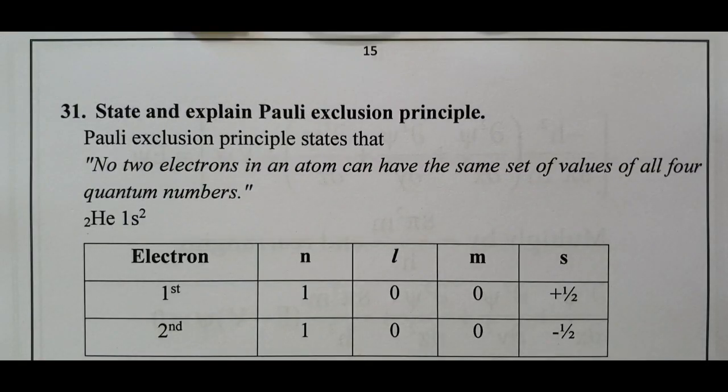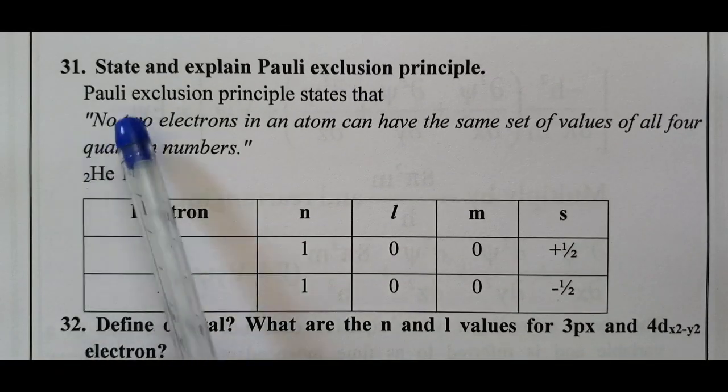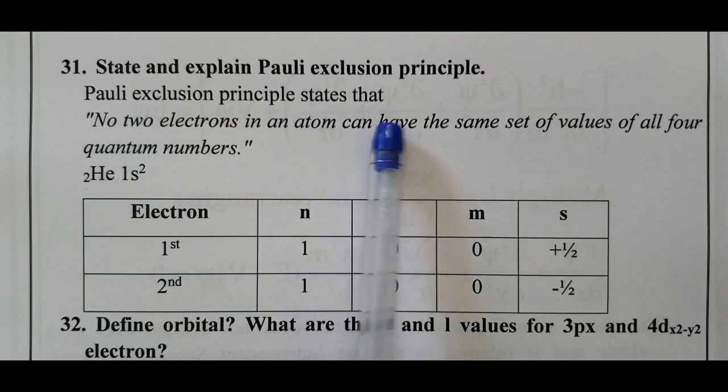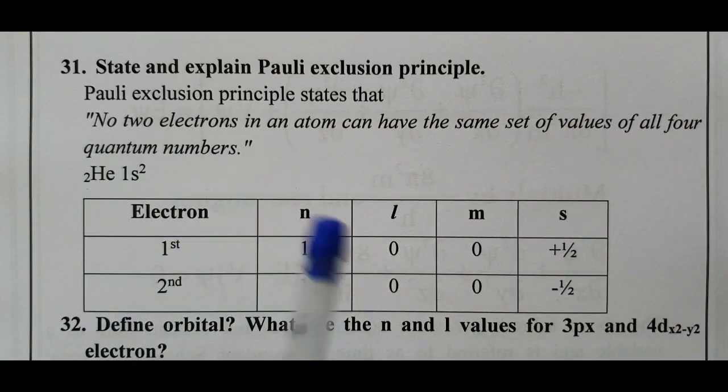Come to question number 31. State and explain the Pauli exclusion principle. The Pauli exclusion principle states that no 2 electrons in an atom can have the same set of values of all 4 quantum numbers.